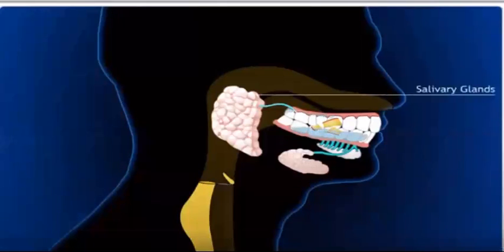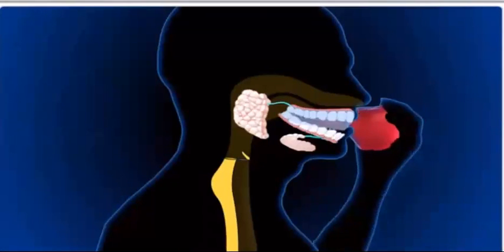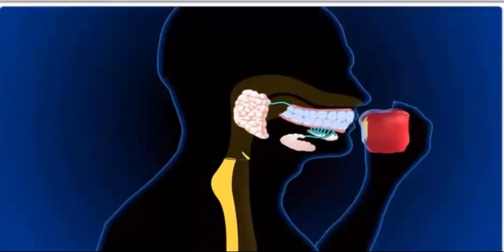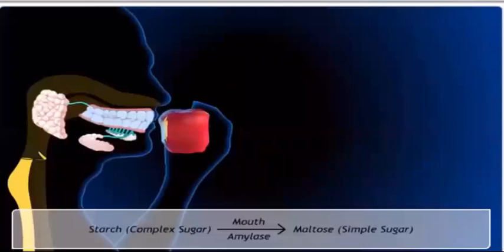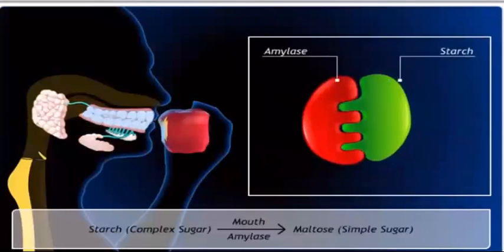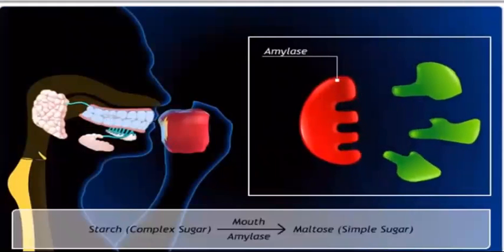Salivary glands secrete saliva in the mouth. Saliva moistens the food while you eat and helps to tear it into smaller pieces. Amylase, a digestive enzyme contained in the saliva, breaks down the starch present in the food into simpler sugar.